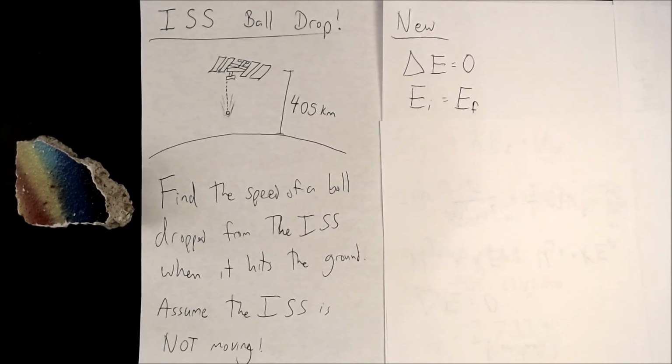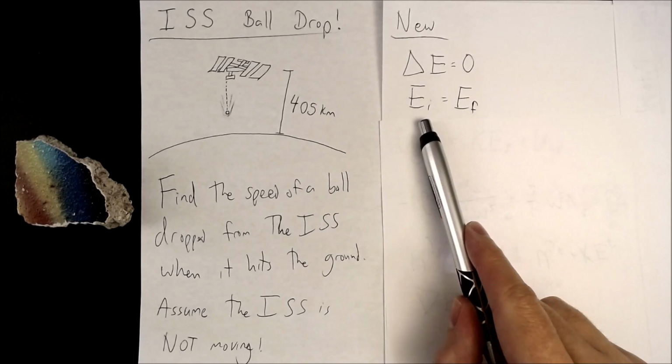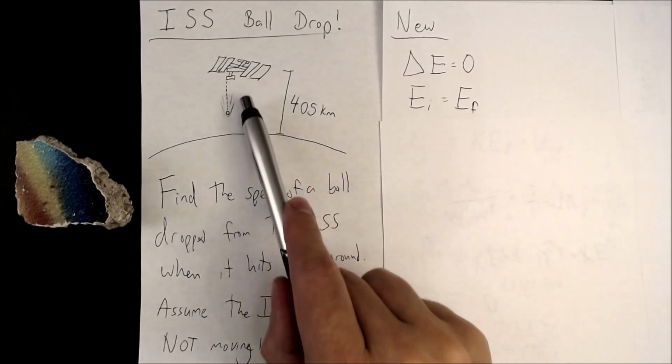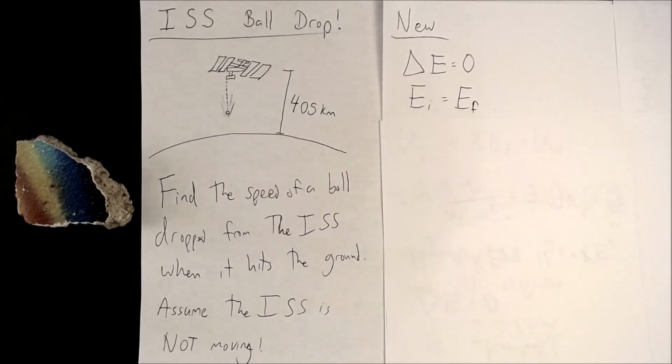Okay, think for a second. What kinds of energy should we include at the beginning of the problem, and what kinds of energy should we include at the end of the problem? We've got gravitational potential, we've got kinetic, we've got spring, we've got anything else that you want, rotational. What kinds of energy should we be including? Well, I said to assume that the ISS is not moving, so think about that as well.